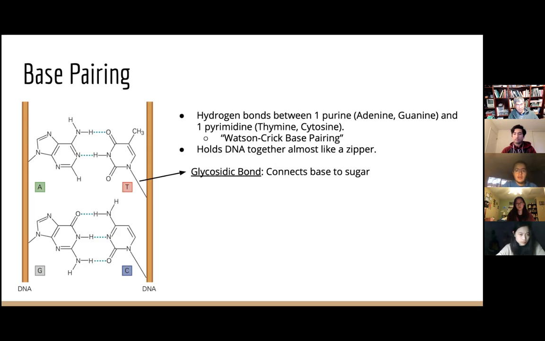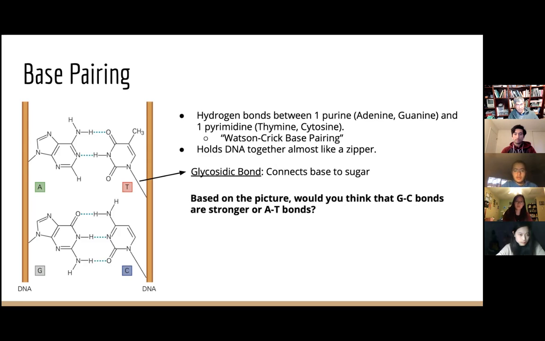But for the most part, it's going to be Watson-Crick base pairing. And then this is just a quick question. Based on this picture, would you think that GC bonds are stronger or adenine-thymine bonds? People can type in the chat, or if anyone wants to unmute and say it out loud.